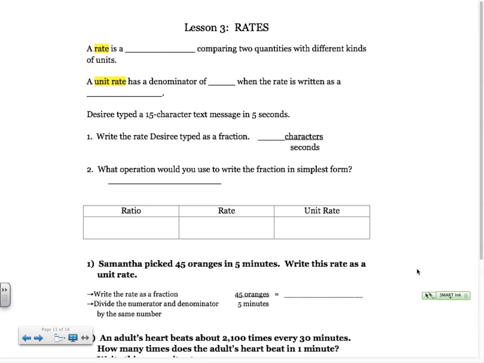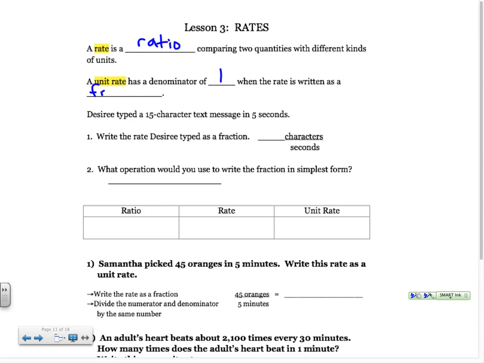A rate is a ratio. Okay, we already know about ratios, so fill that in. A rate is a ratio comparing two quantities with different kinds of units. Okay, a unit rate has a denominator of 1 when the rate is written as a fraction. Oops, sorry about that.